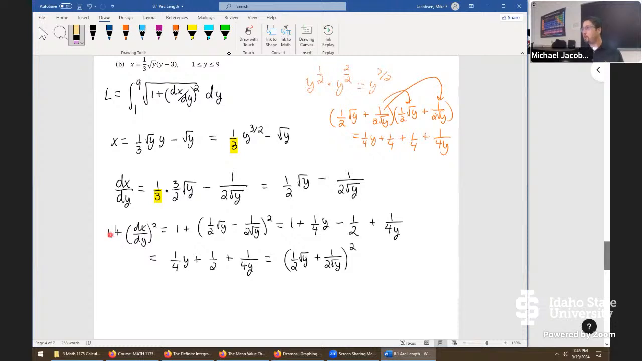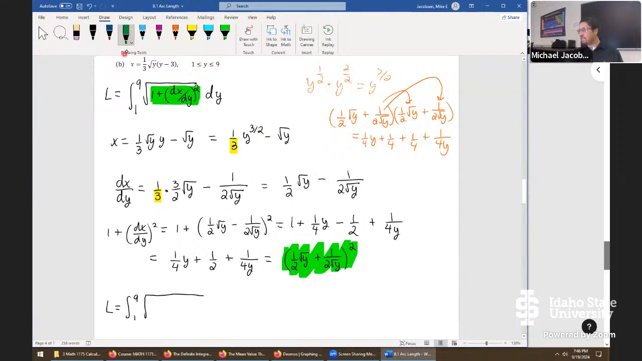Okay, so the whole purpose of all of these weird bits of algebra was to take that and put it all right here. So here's our next step. We're just going to finalize the answer. The length is a definite integral from 1 to 9 of the square root of, let's just throw it in to connect the dots, (1/2 root y plus 1 over 2 root y) all to the power 2, dy.